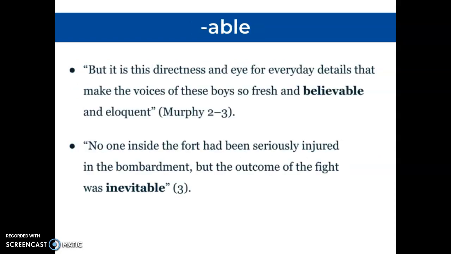We're going to look at the two words in sentences now. So these sentences are actually both from the story The Boys' War that we read. And I'm going to read them, and then your task is you have to use them in sentences after this. So this says, but it is this directness and eye for everyday details that make the voices of these boys so fresh and believable and eloquent. We see that word, believable. And this one, no one inside the fort had been seriously injured in the bombardment, but the outcome of the fight was inevitable, unavoidable, like we talked about.